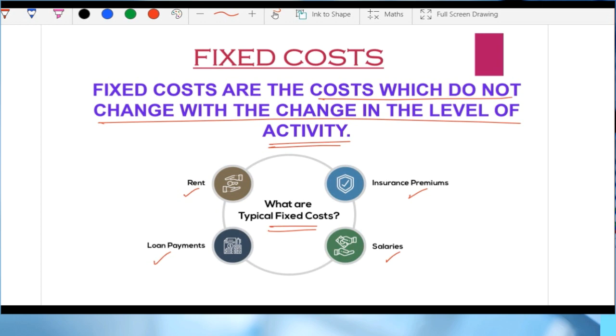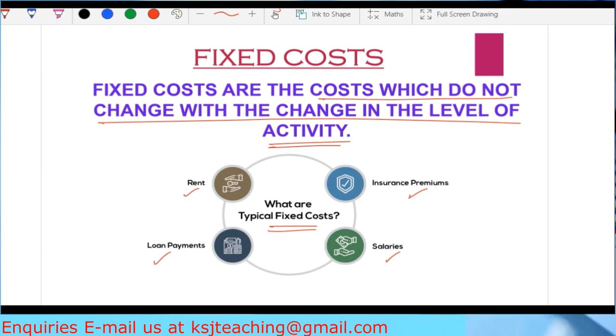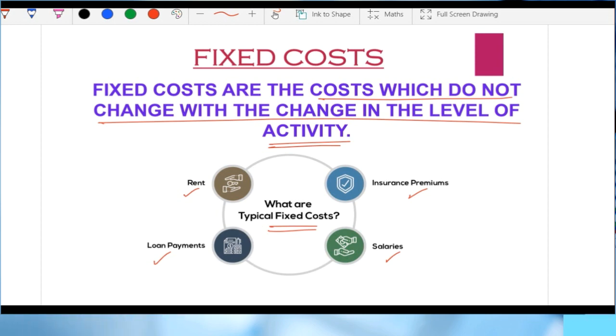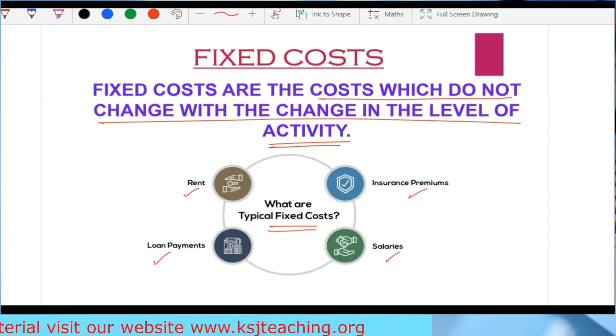Loan payments. You take a loan of 10 lakh rupees from the bank and the bank says you have to pay say 20,000 rupees per month. You have to repay. Now, how many units you are producing in your factory, what is the level of activity in your factory, doesn't matter. You will have to pay 20,000 every month, whether you are producing 10,000 units, 1,000 units, or 1 unit. Isn't it? Salary, your staff salary. You have an accountant in your factory.